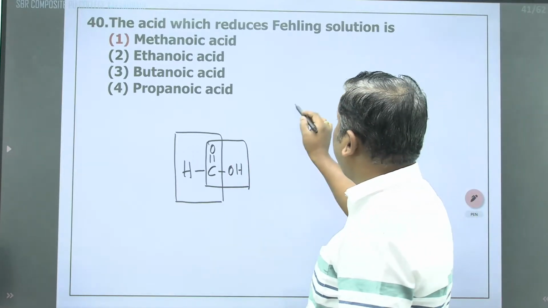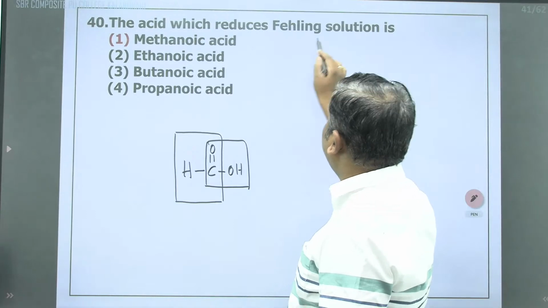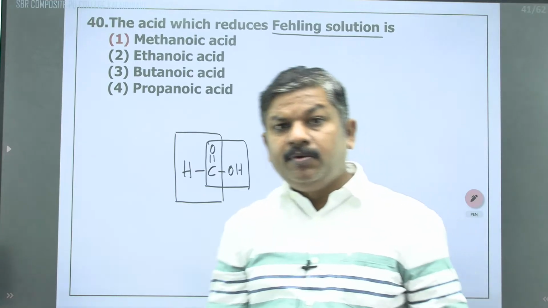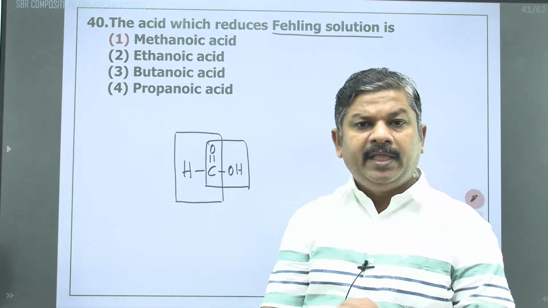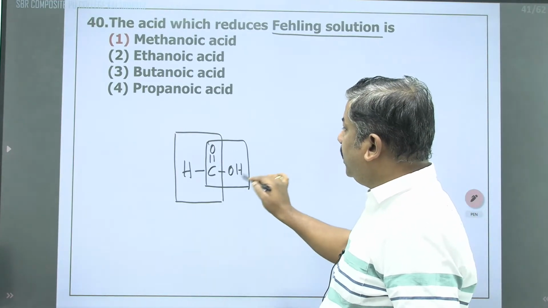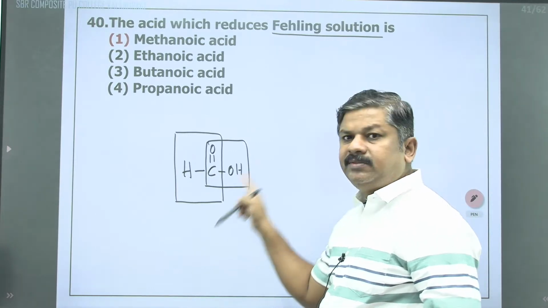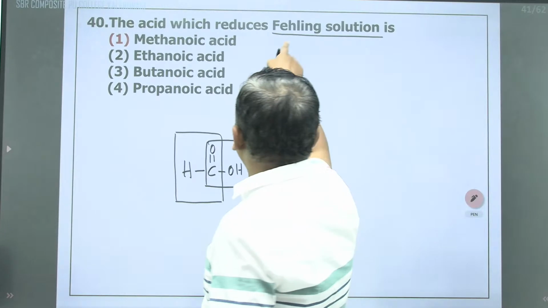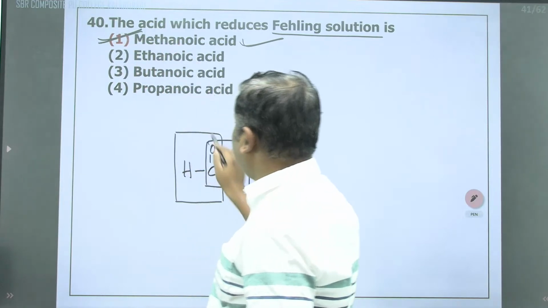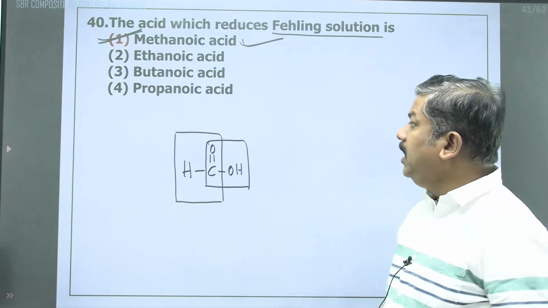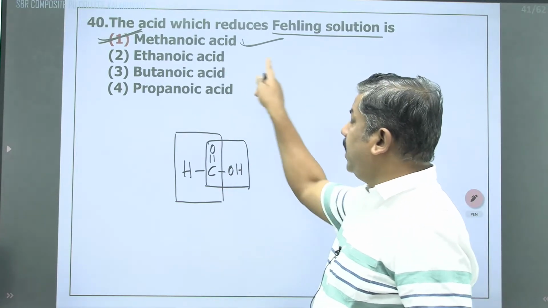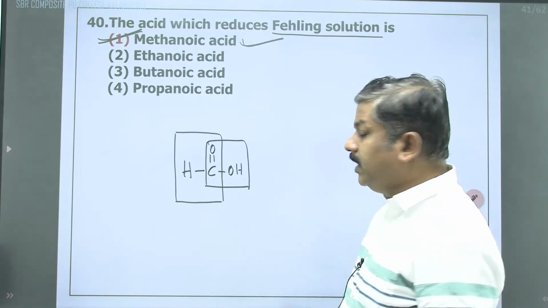Due to the presence of the aldehyde functional group, this carboxylic acid can reduce both Fehling solution as well as Tollens reagent. Generally, carboxylic acids do not react with Fehling solution and Tollens reagent, and they are not used for classifying carboxylic acids. Only this compound, formic acid or methanoic acid, since it contains an aldehyde functional group, can reduce Tollens or Fehling solution. So only the first option is correct. Only one carboxylic acid, methanoic acid, can reduce both Tollens reagent as well as Fehling solution.